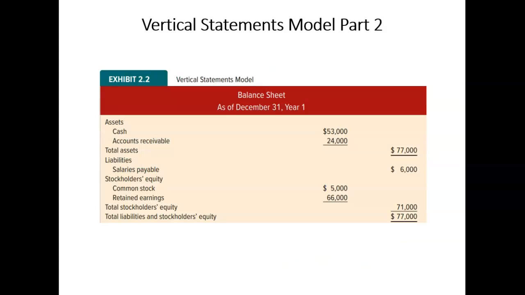Now, the balance sheet is a summary of all of our assets, liabilities, and stockholders' equity. So we have the two asset accounts, cash and accounts receivable. They total $77,000. Salaries payable is a liability for $6,000. Equity has two components, common stock and retained earnings, and they total $71,000. And yes, the balance sheet has to balance. Your assets must equal your liabilities plus stockholders' equity.